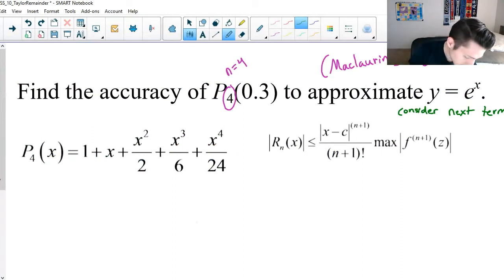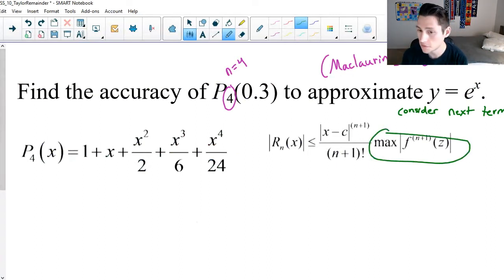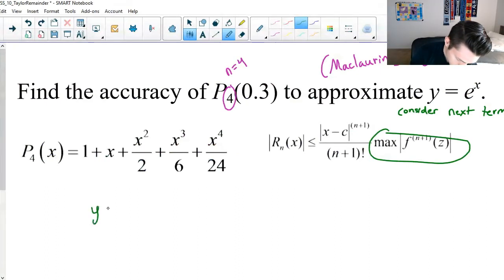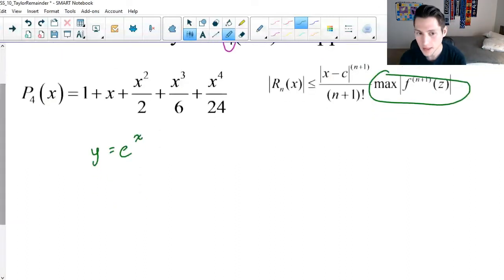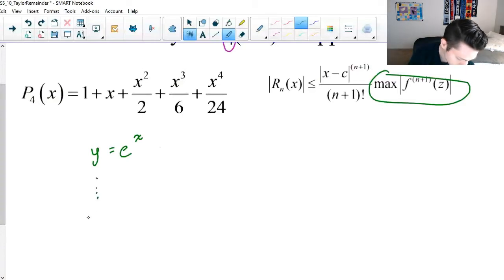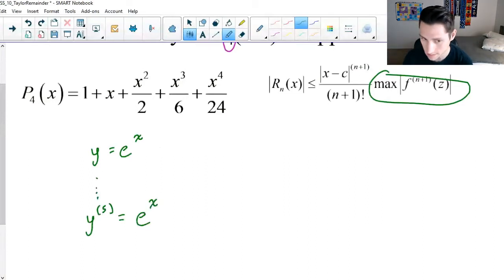Okay, well, the first thing that I need, if I'm going to do the max of this, is to know the fifth derivative. Well, that's really easy because our function is just y equals e to the x, and there's no chain rule or anything needed when I do these derivatives, so the fifth derivative is just e to the x. I'm so smart. Oh my gosh, I did it.